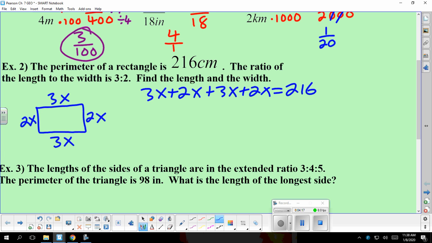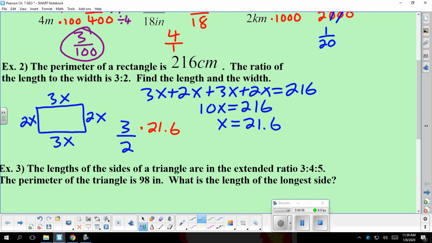So 3 plus 2 plus 3 plus 2, that's 10x equals 216, combining my like terms. Divide both sides by 10. X is 21.6. But notice that does not give me the length or the width, but simply a factor that I can multiply by the values of those ratios to find the length and the width. So I have a 3 to 2 ratio. So I'm going to take that factor and multiply it by that ratio.